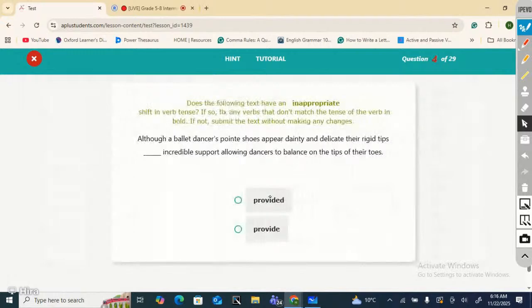Okay, let's read this text. Although a ballet dancer's pointed shoes appear dainty and delicate, their rigid tips blank incredible support, allowing dancers to balance on the tips of their toes. Provided is a past tense verb, provide is a present tense verb. Which one do you choose according to this text? Do not make inappropriate shifts in verb tense.